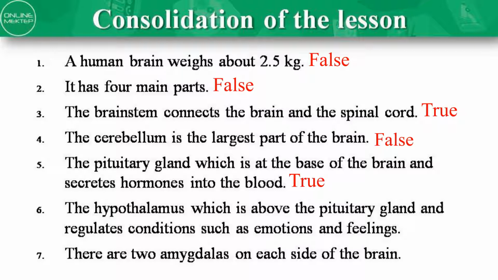The sixth one. The hypothalamus, which is above the pituitary gland and regulates conditions such as emotions and feelings. It's false, because the hypothalamus regulates conditions such as body temperature, blood pressure, and appetite. The last one. There are 2 amygdalas on each side of the brain. It's false. There is 1 amygdala on each side of the brain.